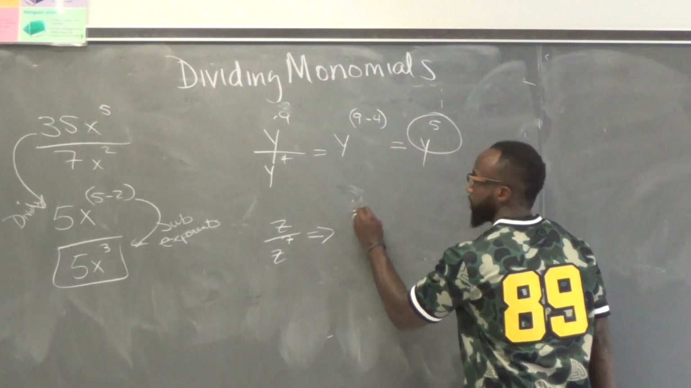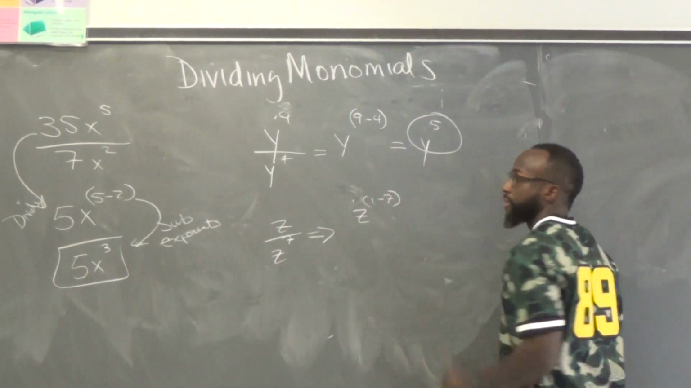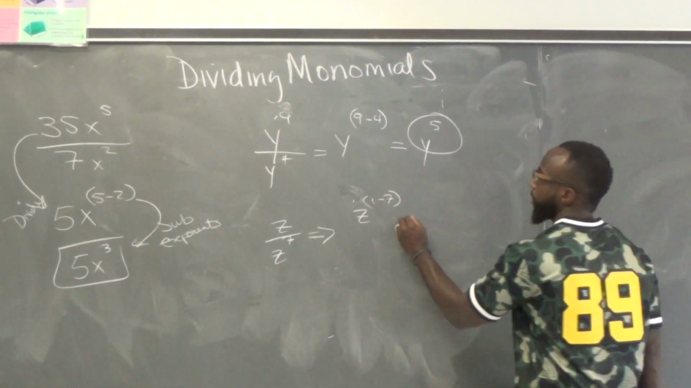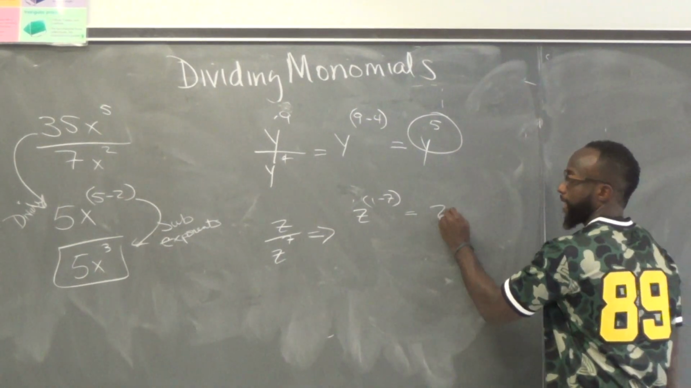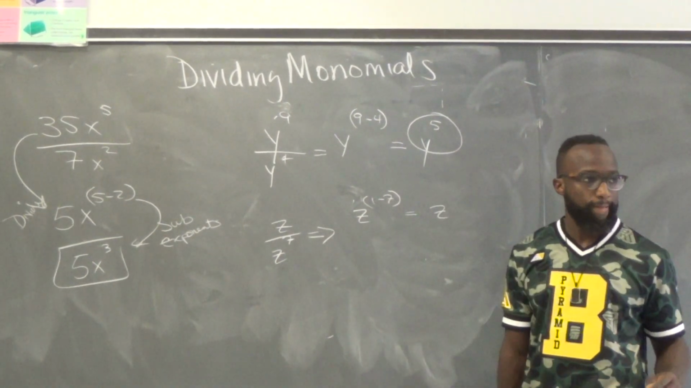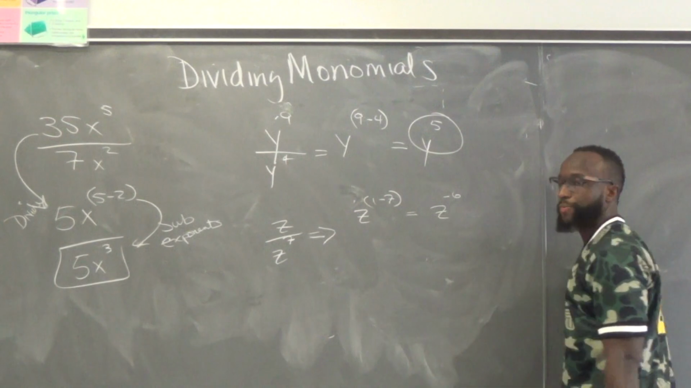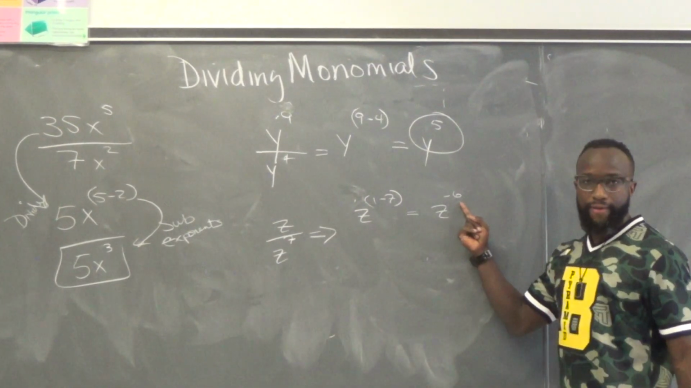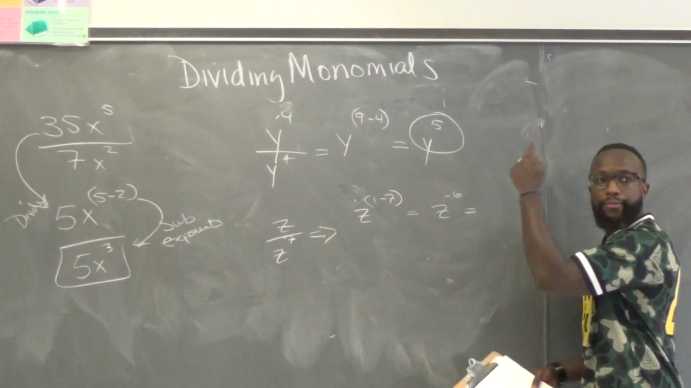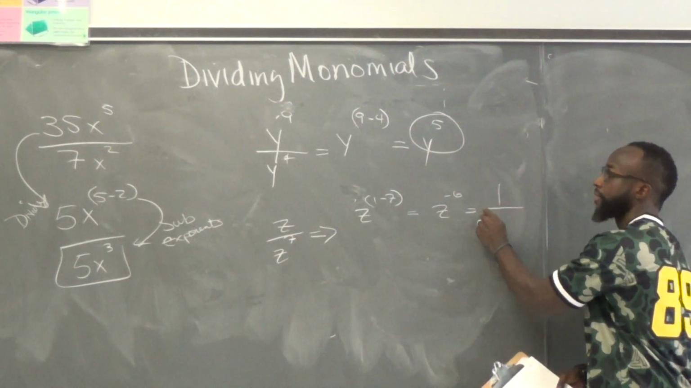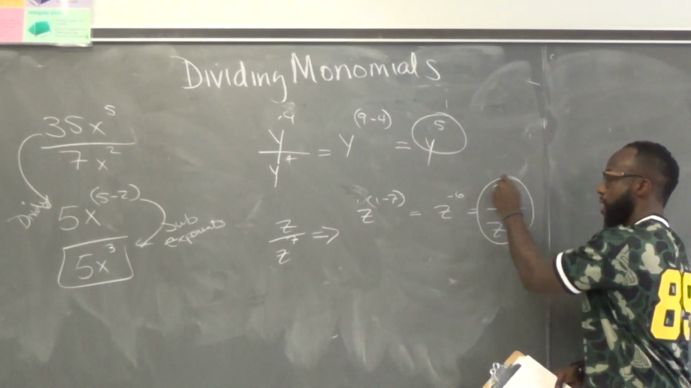So you're going to have z to the 1 minus 7. 1 minus 7 is what? Negative 6. Alright, so it's z to the negative 6th power. We can't have a negative exponent, so we put 1 over z to the 6. There you go.